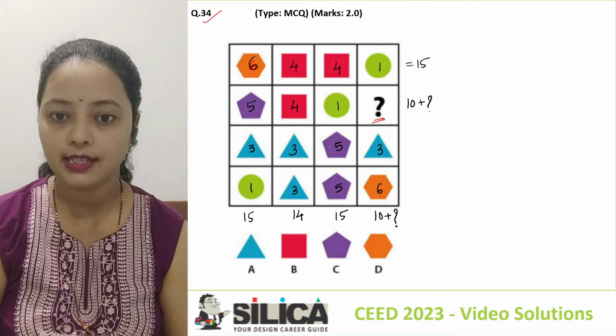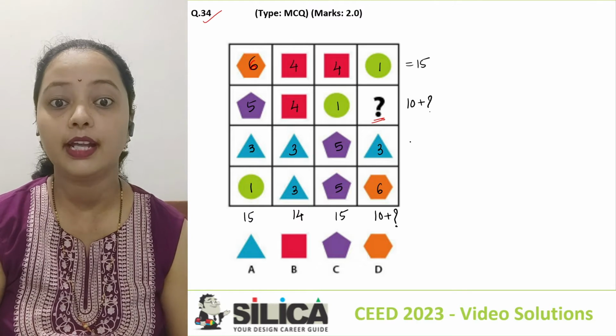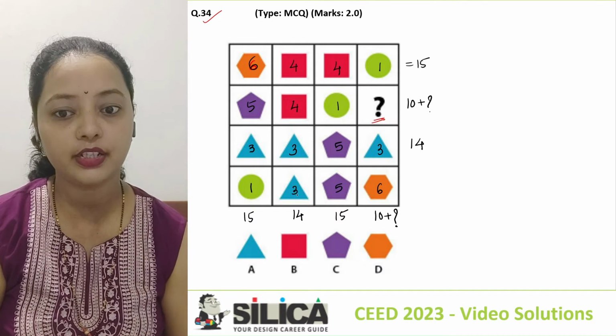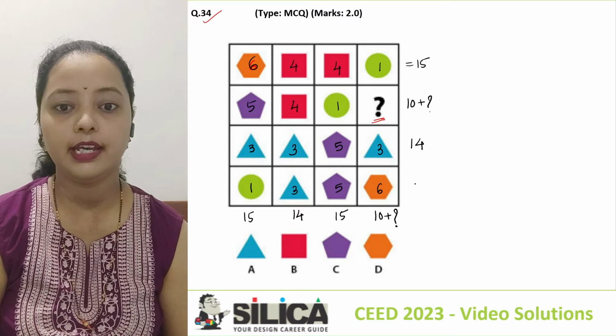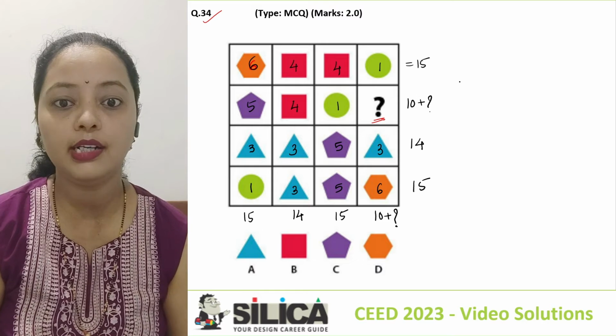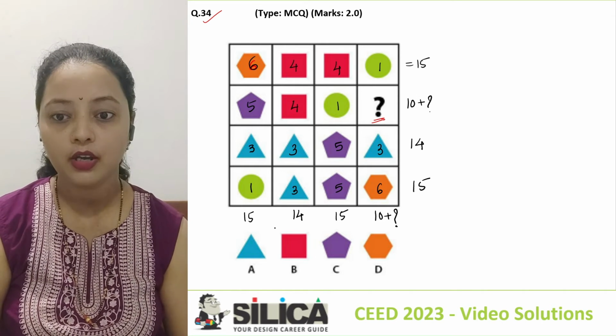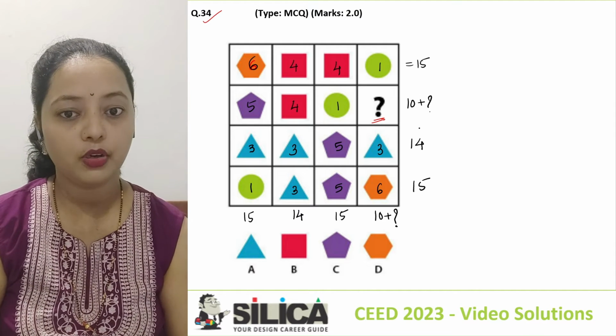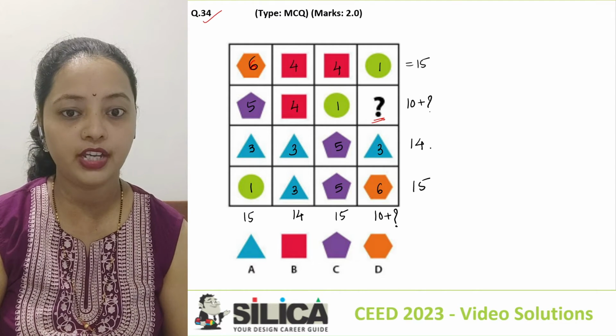Then 3 and 3 is 6 and 3 is 9. 9 and 5, that is giving me 14. And then 3 and 1, that is 4. 6, 10 and this is giving me 15. So please note, there is no alternate section that I can see. Like when you go vertically, you will see 15, 14, you will see 15, 14. But horizontally, if you check, it's 15 and 14.